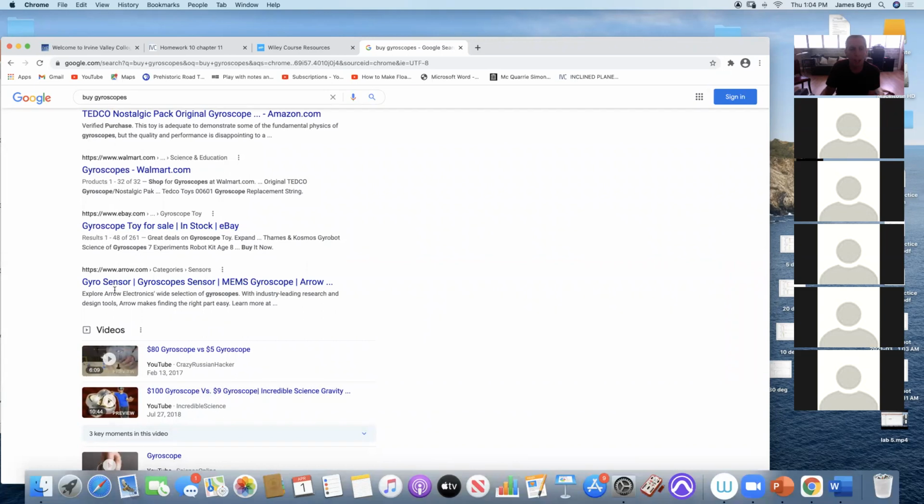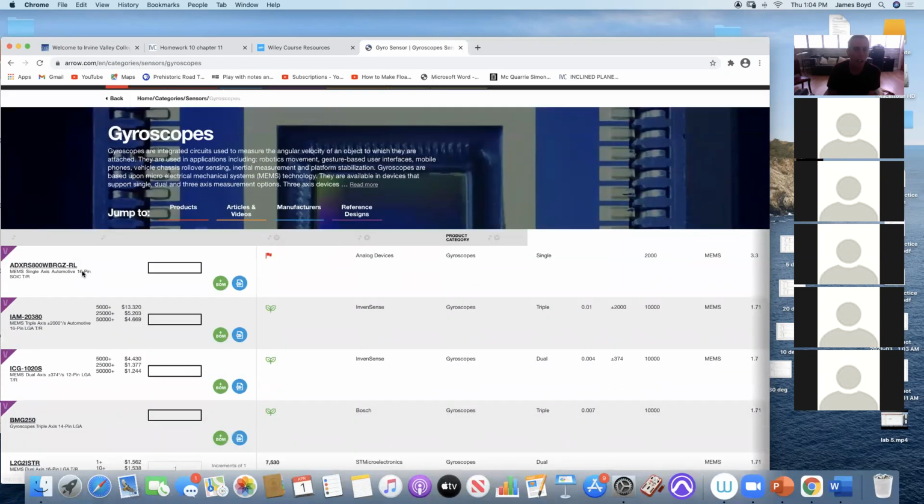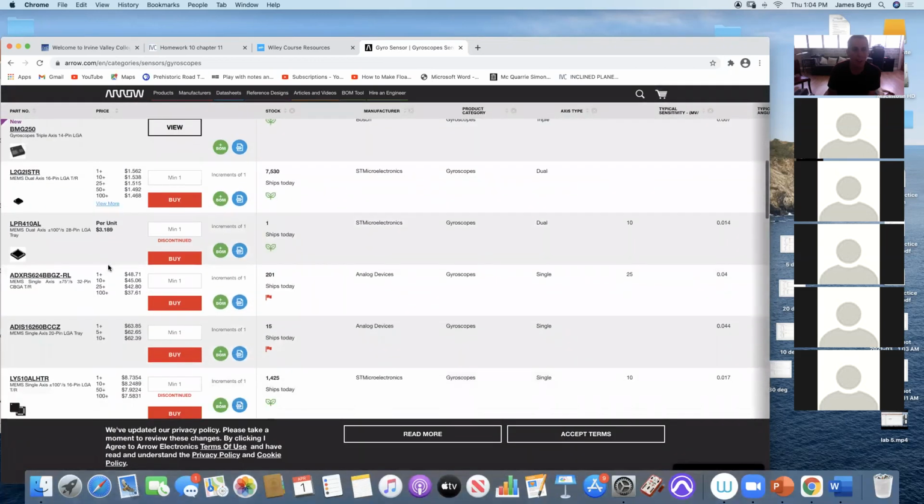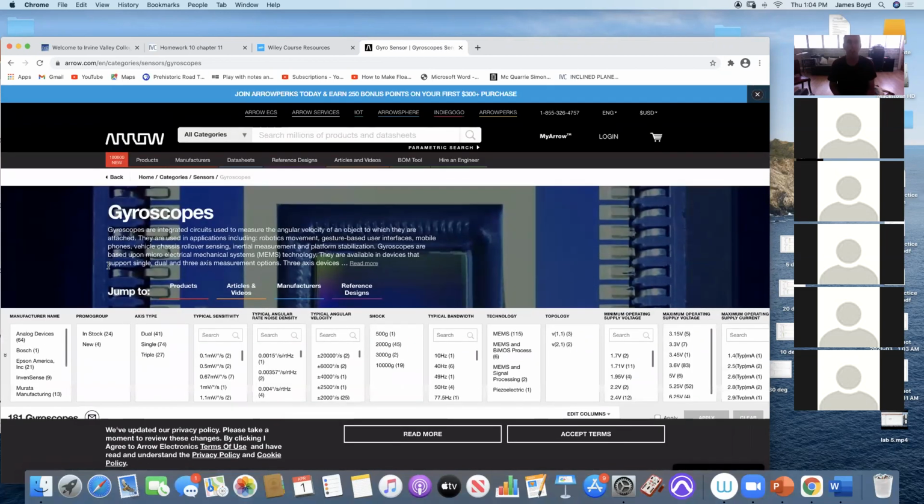I don't want to read through all this, but they have 181 different gyroscopes for sale for different robotics, for just any instruments or machines that you need to know their orientation.